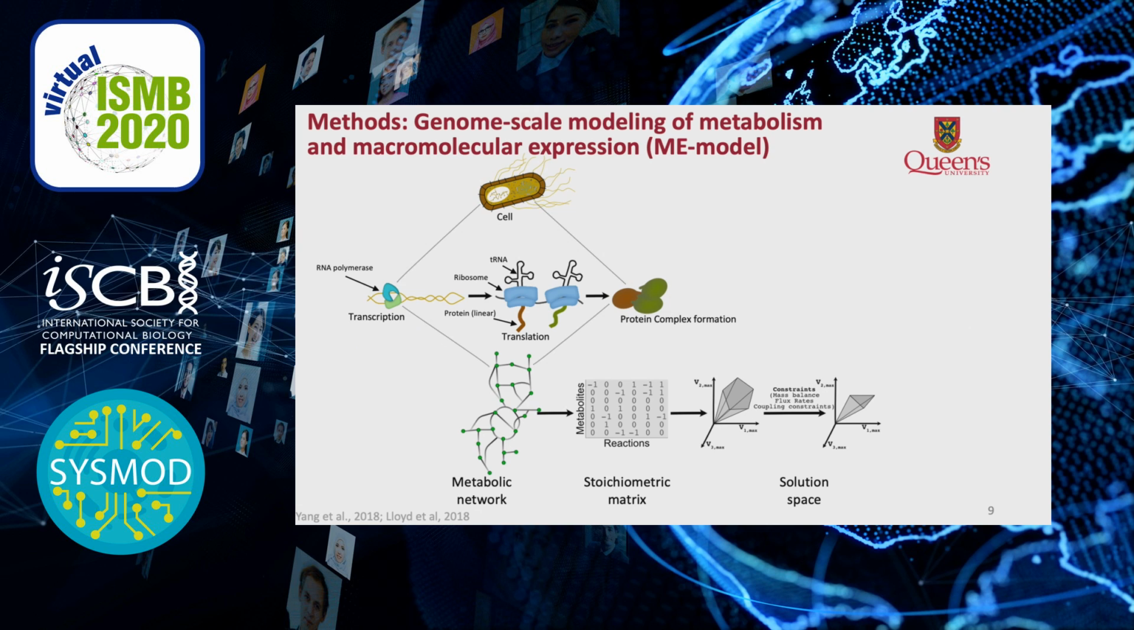In reality, there are also processes occurring within the cell other than metabolism. Therefore, genome-scale models of metabolism and macromolecular expression, or ME models, were developed. These can model processes such as transcription and translation in addition to metabolism. Now, in addition to prediction of metabolic state, proteomic state of a cell can also be computed using ME models. Therefore, ME models are ideal tools to predict the proteomic allocation of resources towards metabolic activities.